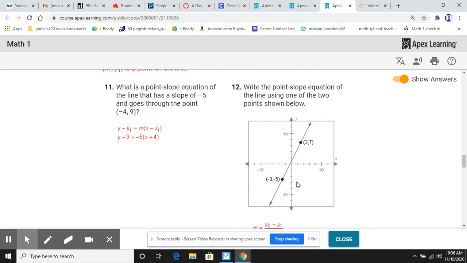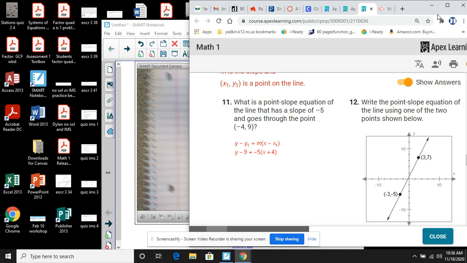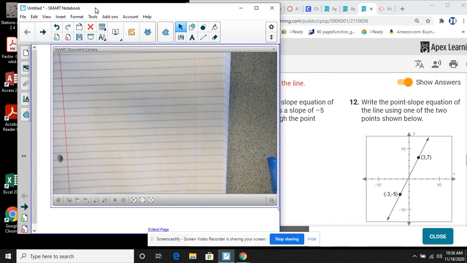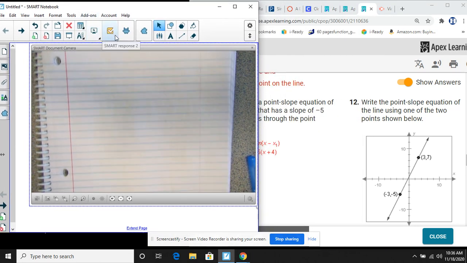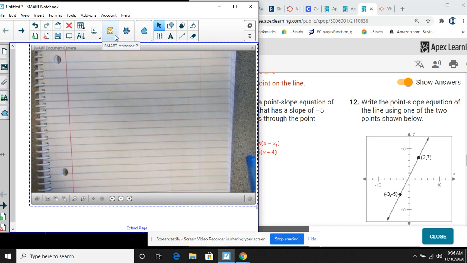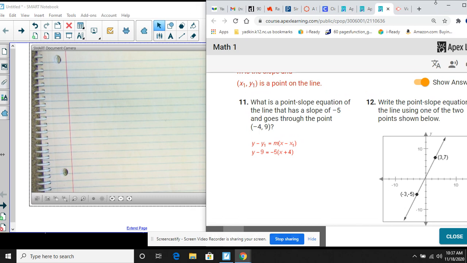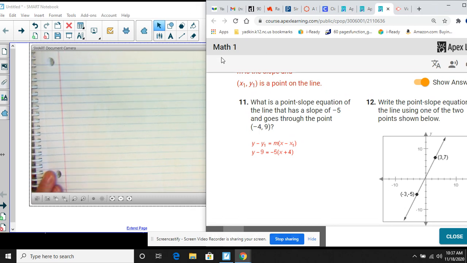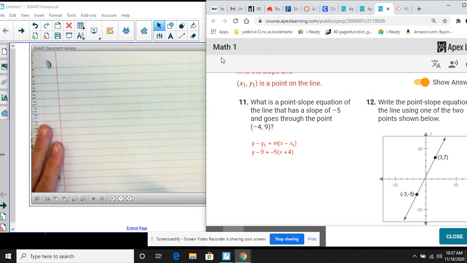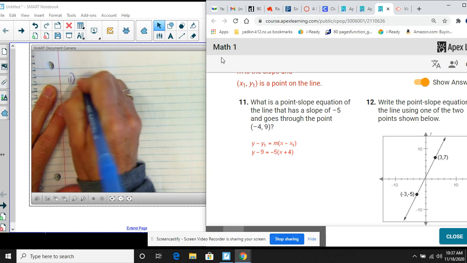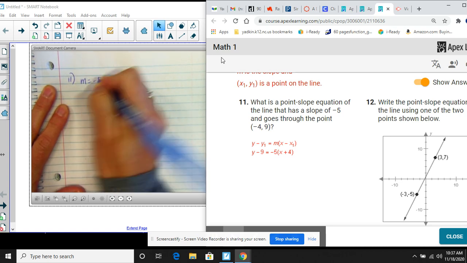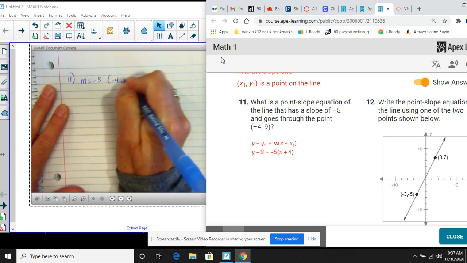Number 11, what is the point slope equation of the line that goes through -4, 9? So I'm going to split the screen here a little bit, because I know point slope has been something that you've had some questions about. So let's look at this a little more carefully. If they give you a slope of -5, this is number 11, the slope is -5, and the point that they give you is -4, 9.